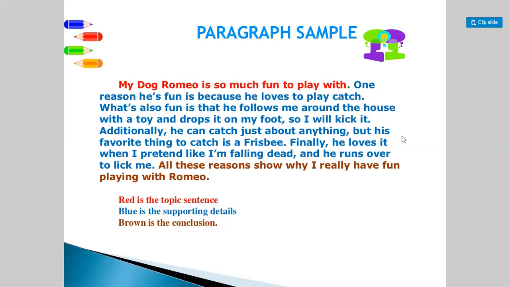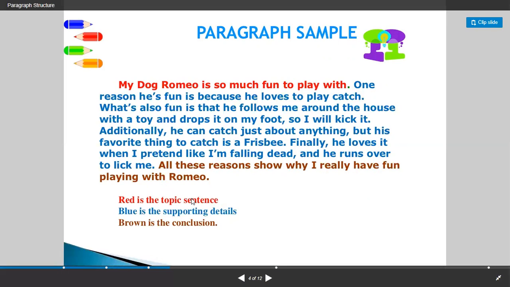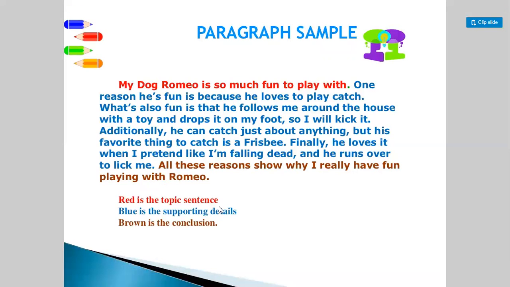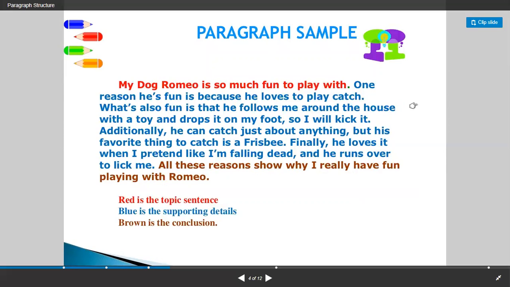Finally, when he gave everything, he moves to the conclusion. The brown sentence on the slide is your conclusion: All these reasons show why I really have fun playing with Romeo. In the first sentence, he said that Romeo is so much fun to play with, and in the last sentence, he says the same thing. So with the help of the conclusion, he reminds his reader that he was writing about his dog, whose name is Romeo.